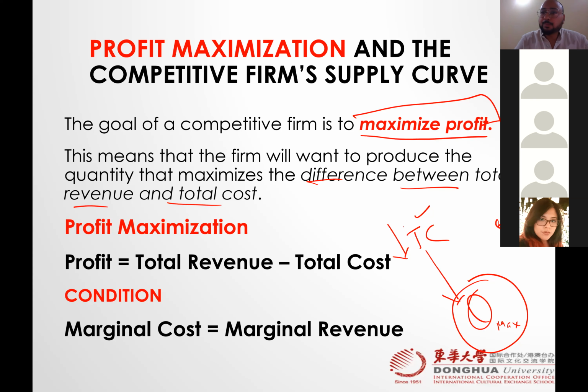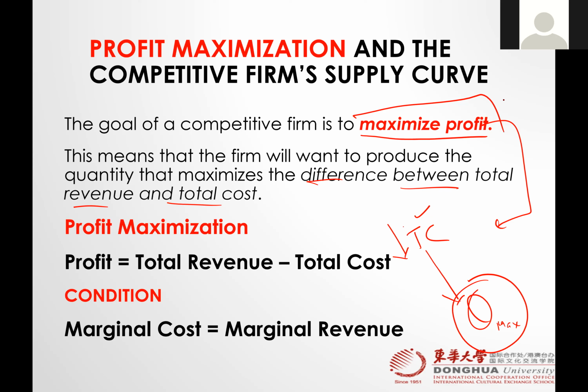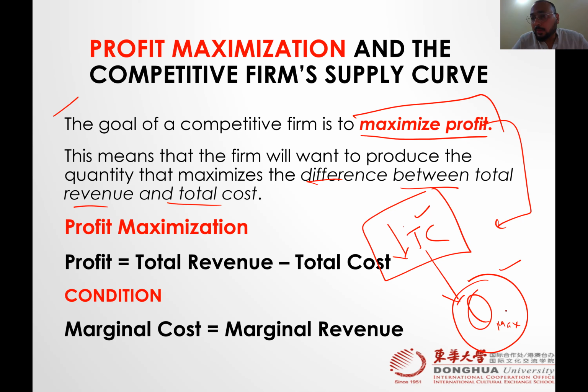Okay guys, so we were here. We were talking about this. The goal of the competitive firm is to maximize profit. So we talk about that. We will produce that quantity which will minimize our cost. So we call this Q max. Q max means that is the maximum quantity that we will produce, which will minimize our cost. Minimize our cost means we will maximize our profit.